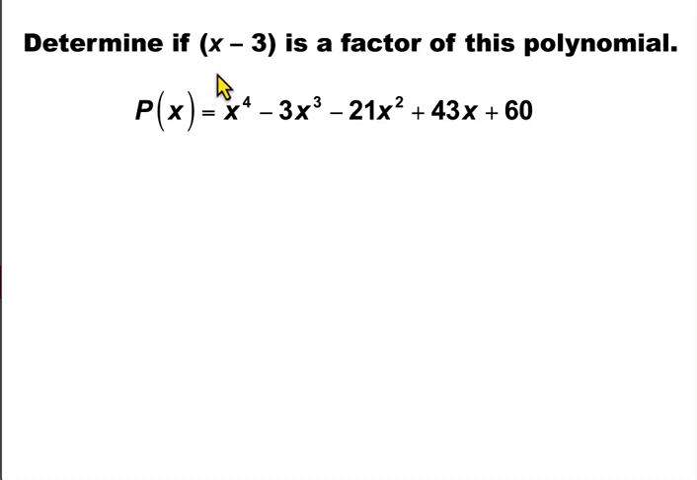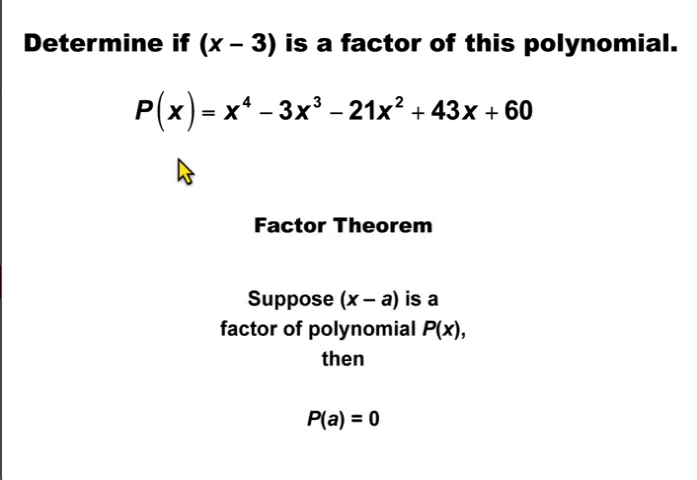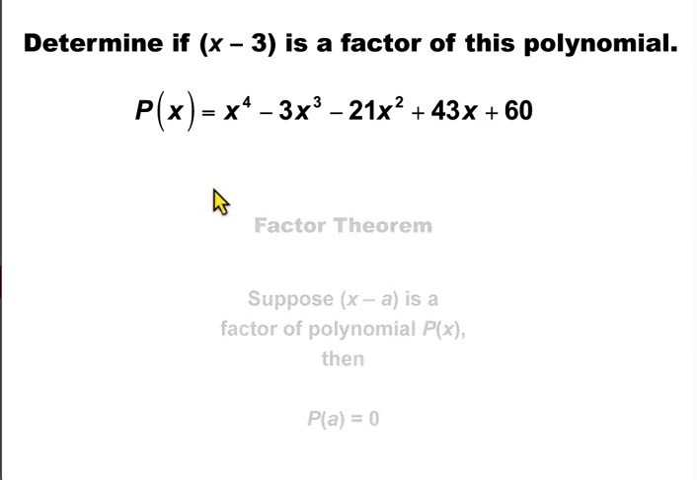Determine if x minus 3 is a factor of this polynomial. To test if a binomial like this is a factor of this polynomial, use the factor theorem. According to the factor theorem, if x minus a is a factor of polynomial p of x, then p of a is equal to 0.